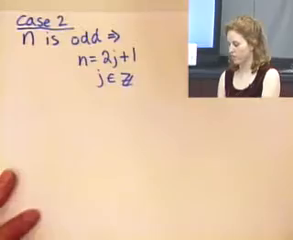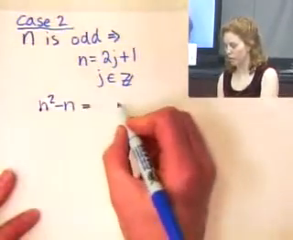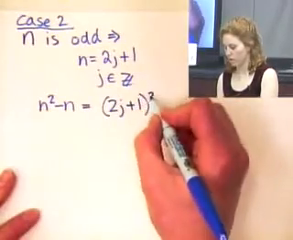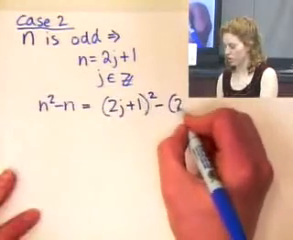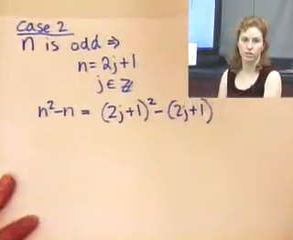In that case, we want to see what happens to n squared minus n. So we're going to plug in 2j plus 1 for n and square it, and then subtract 2j plus 1. And we want to be able to factor out a 2 in the end. That's the whole goal.